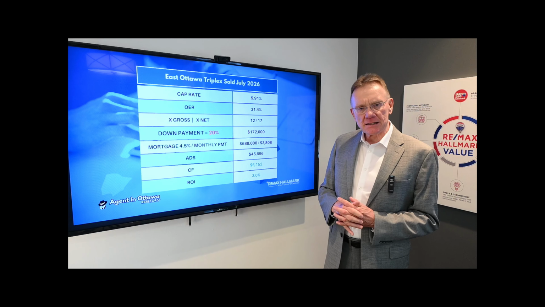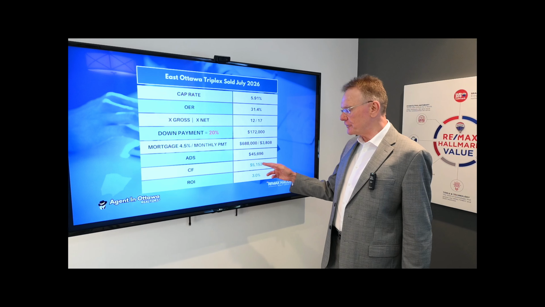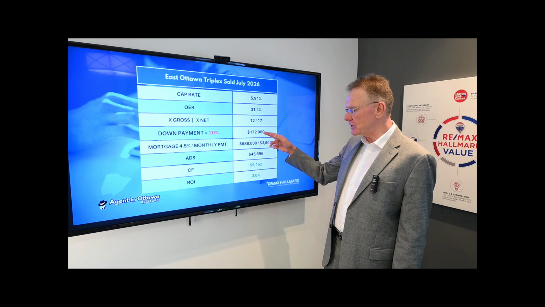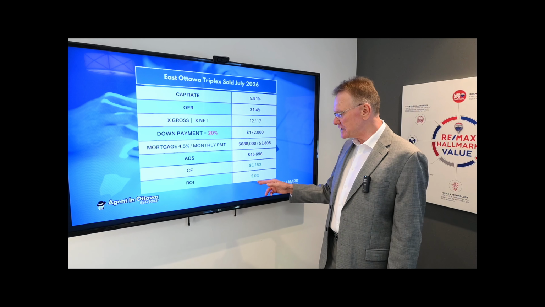So what that does is it provides the owner with a positive cash flow of over $5,000. So again, they've invested $172,000 to get a positive cash flow, and as a return on their investment, they're looking at a 3% return.